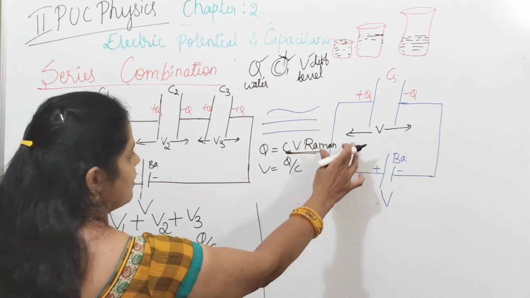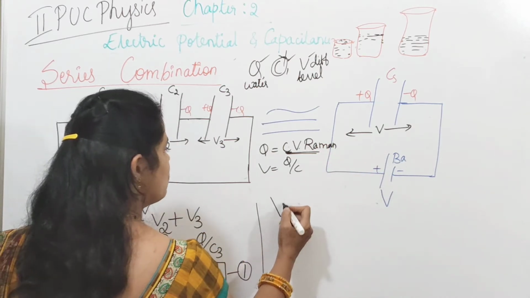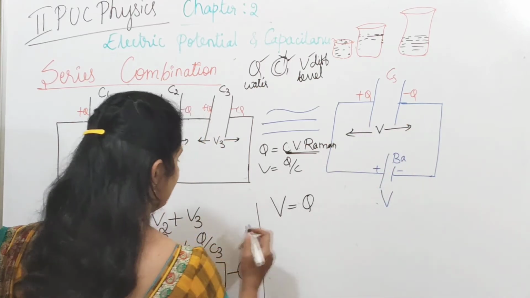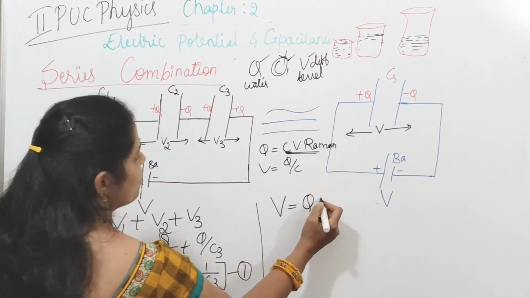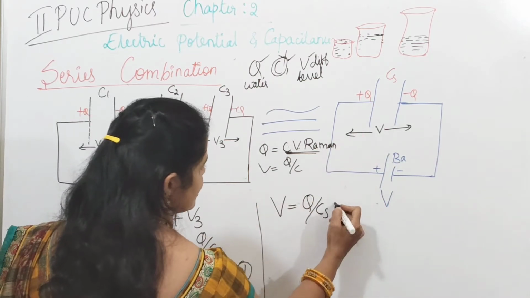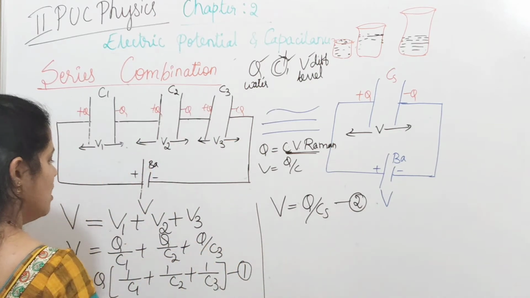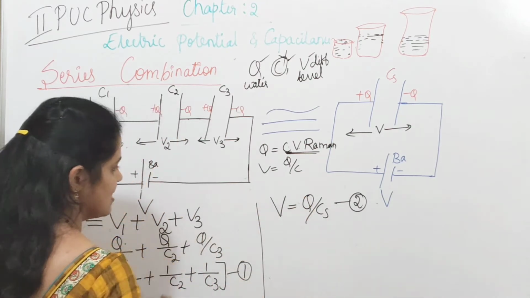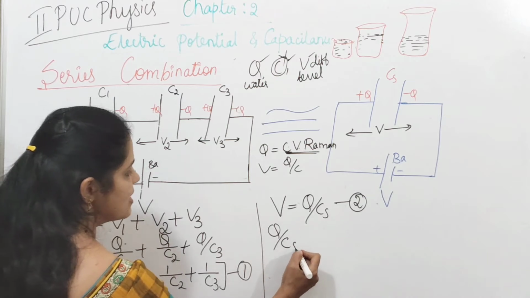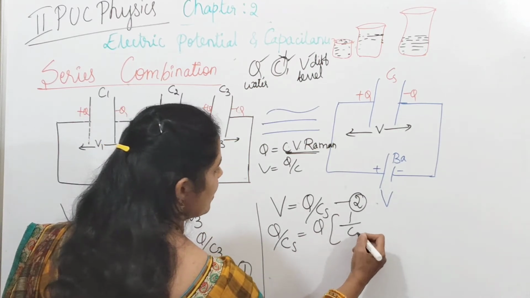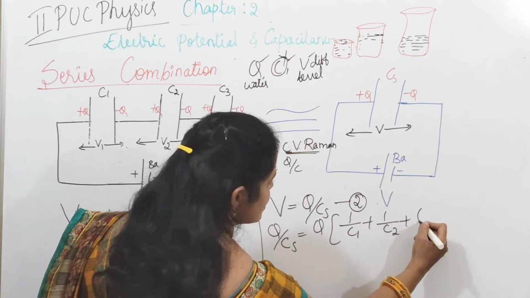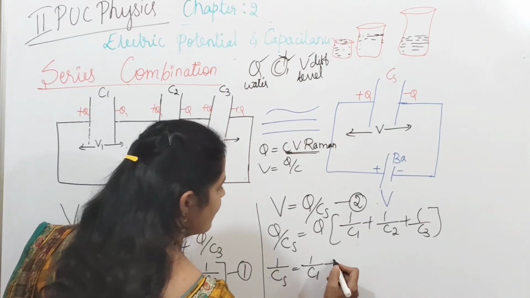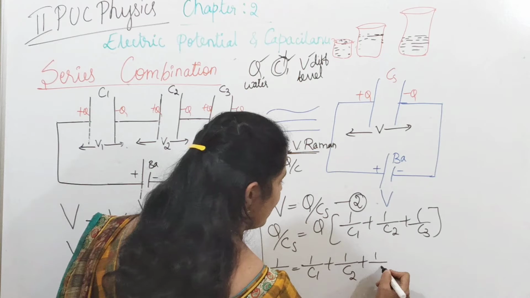Similarly, let us write the equation for the single capacitor. The voltage across the battery is equal to the voltage across the single capacitor, which can be written as, V is Q by C, here it is Q by CS. Let me call this equation 2. So from equations 1 and 2, the left hand side is the same, so we compare the right hand side. Q by CS is equal to Q into (1 by C1 plus 1 by C2 plus 1 by C3). That implies 1 by CS is equal to 1 by C1 plus 1 by C2 plus 1 by C3.